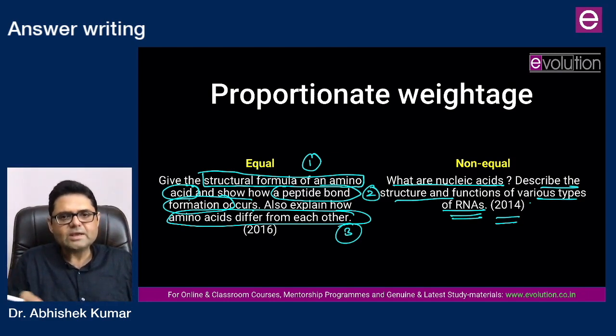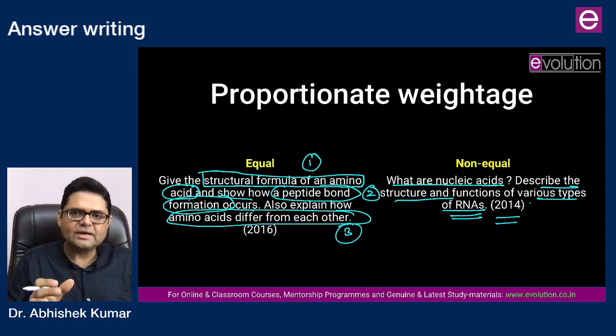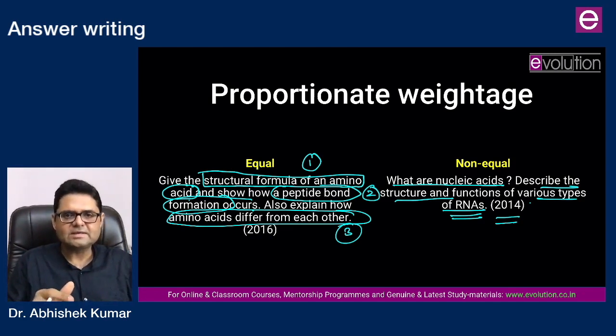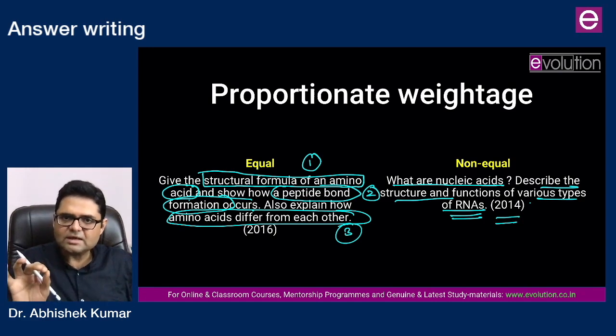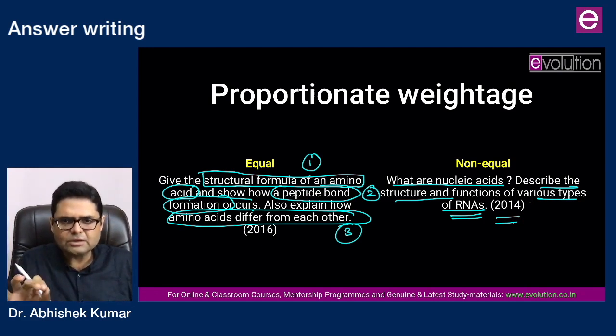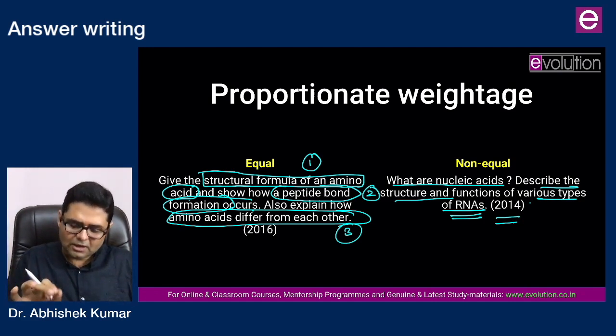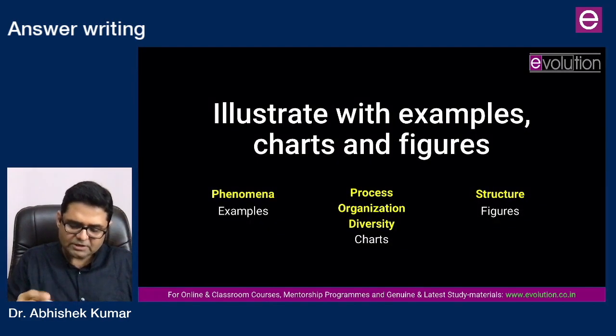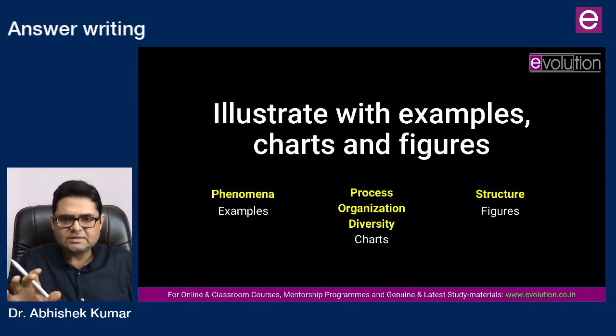If I give you another example, so let us talk about Krebs cycle and its regulation. If this question comes, the core of the Krebs cycle is going to get greater weightage and its regulation is going to get a lesser weightage. So learn the art of assigning proportionate weightage, and this art comes when you have got solid concept in the subject. Moving to the next principle, illustrate with examples, charts and figures.